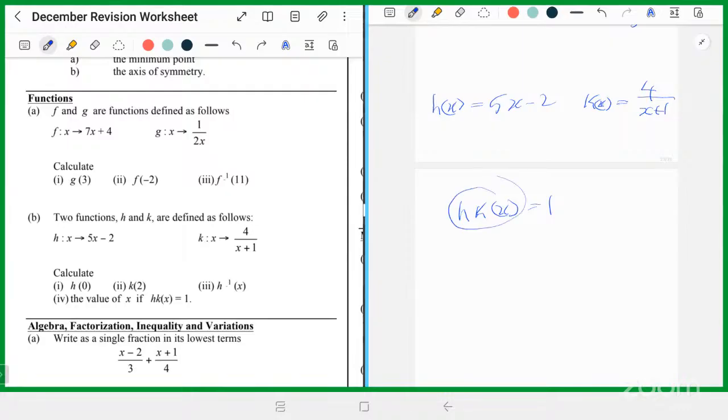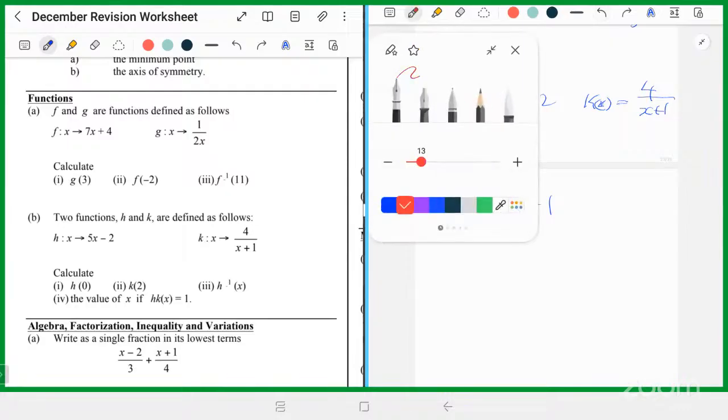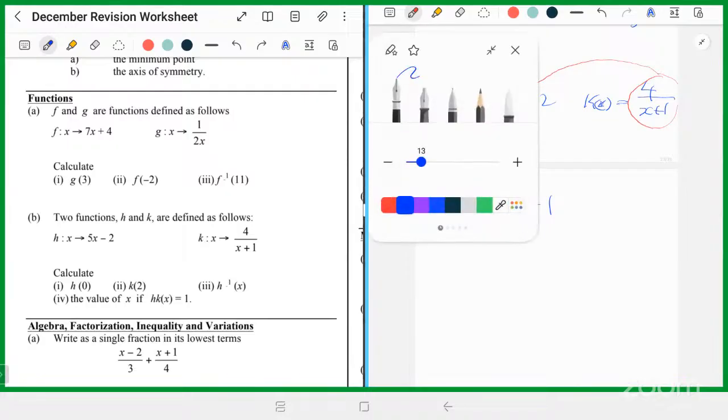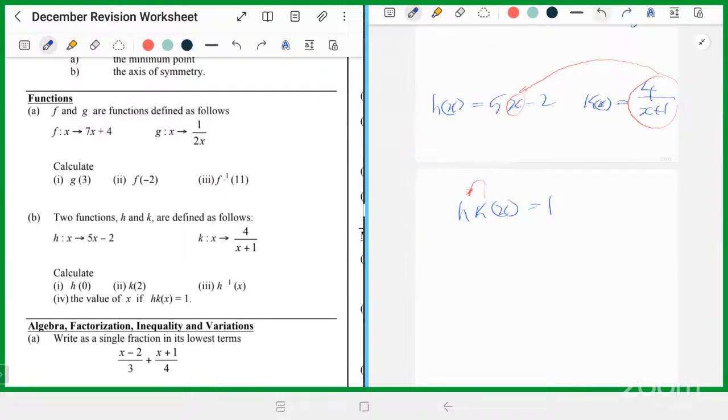So doing h of k now. H of k means you put the k into the h. So this means that we're taking all of this k and putting it into the h right here where x is. So this side, which is h of k, becomes 5 where this x is. I'm putting all of that, we put in a bracket 4 over x plus 1, minus this 2, and that's all equal to 1 over there. Is it 1? Yeah, 1.